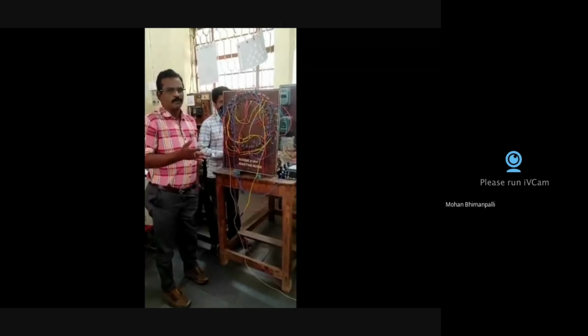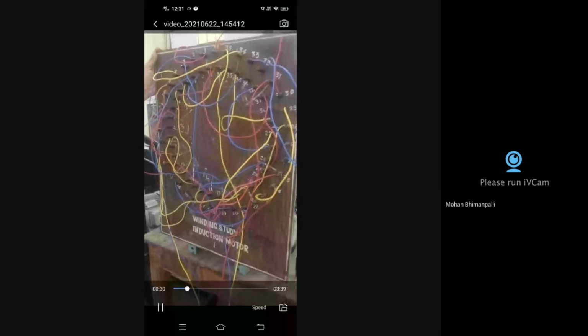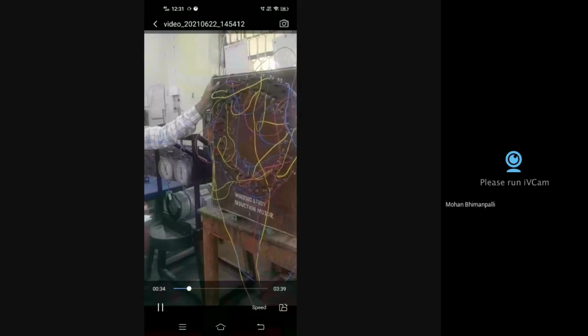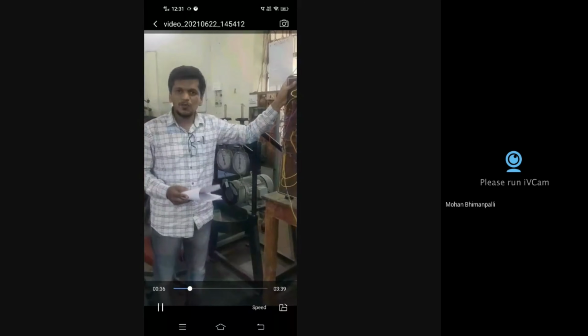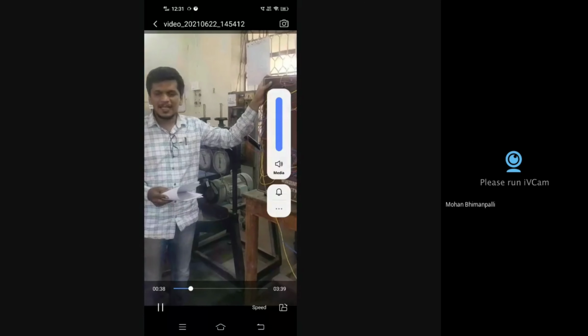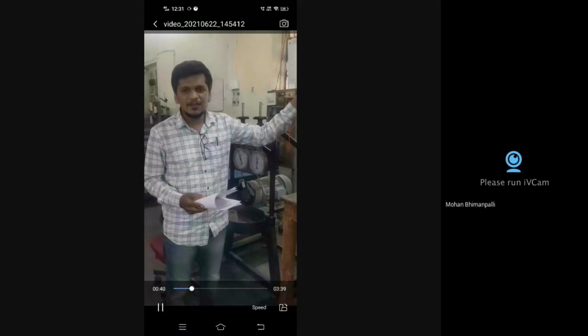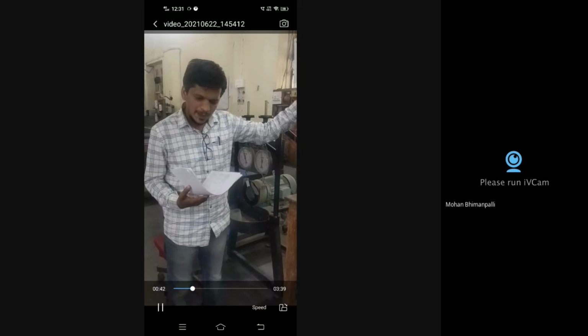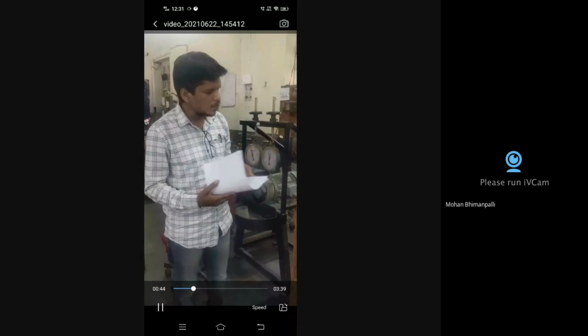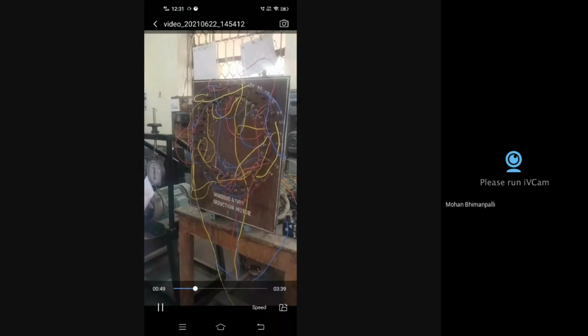Up till now, we have taken 36 slots on this panel. In each slot, there is only one conductor. So if you take the number of coils, it will become 18, that means 36 divided by 2. So it will become 18 coils. So for the 6 poles, if you calculate the slot angle, it will become 30 degrees.